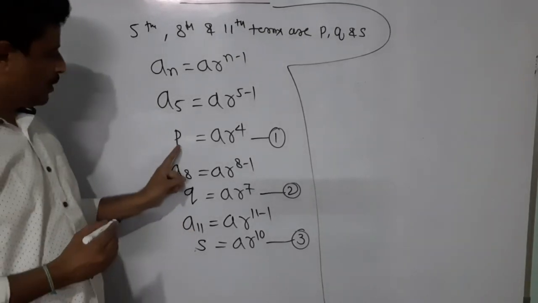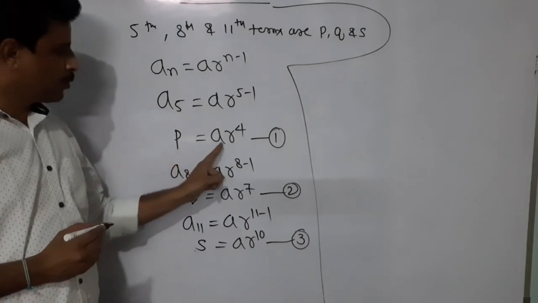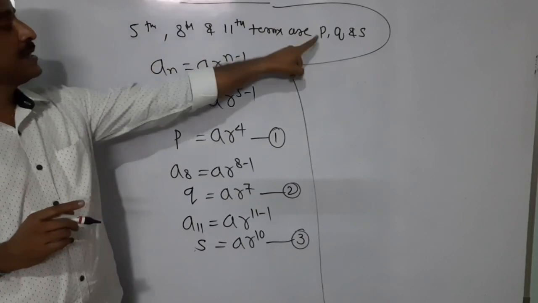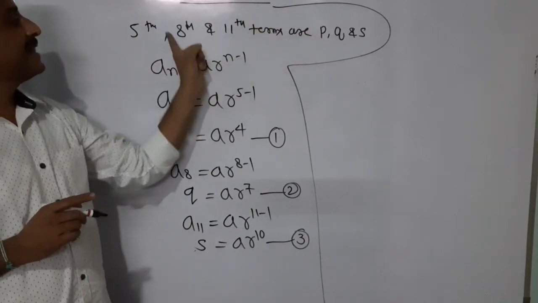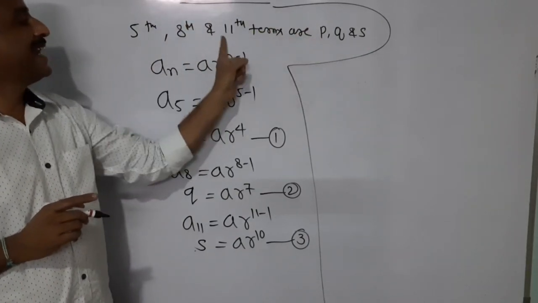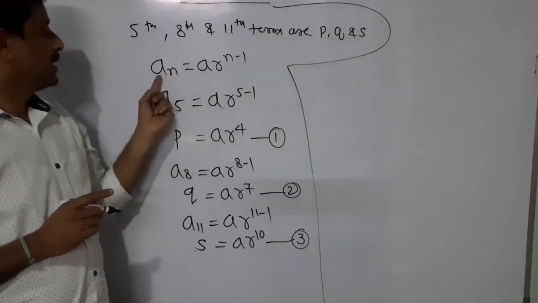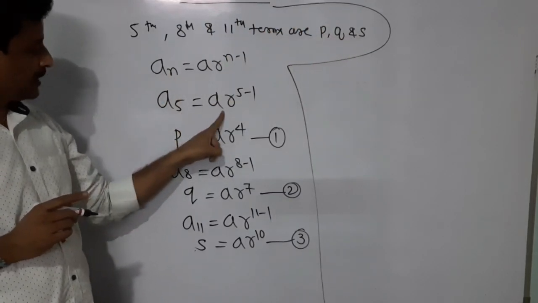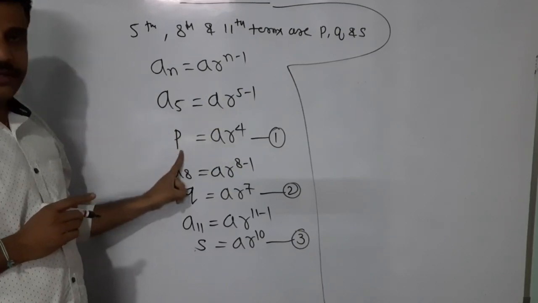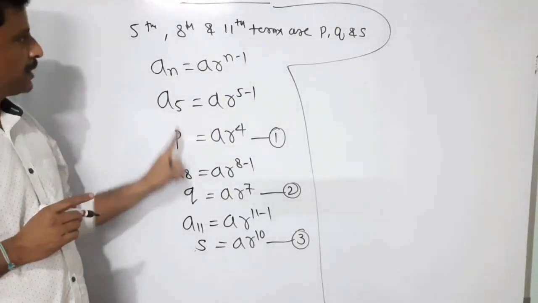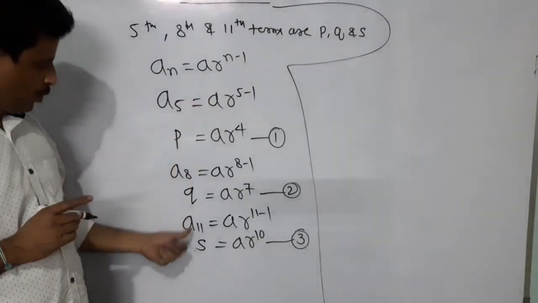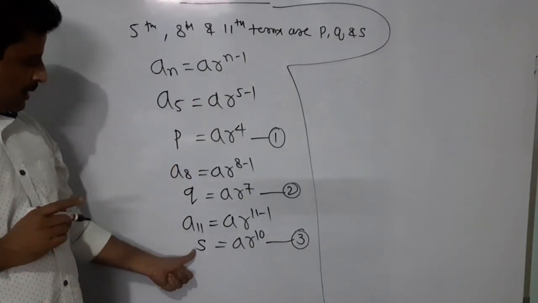So equation 1: P is equal to ar to the power of 4, because here the given fifth term is P, the 8th term is Q, the 11th term is S, and the nth term is ar to the power of n minus 1. a5 is equal to this. This fifth term is P. What can we put for a5? We can put P, because they have given it. Next, similarly a8 is equal to Q, a11 is equal to S.